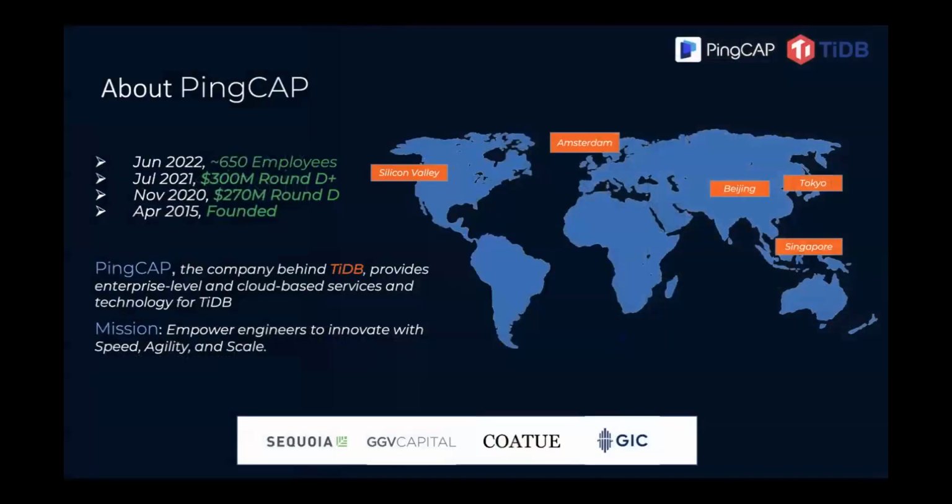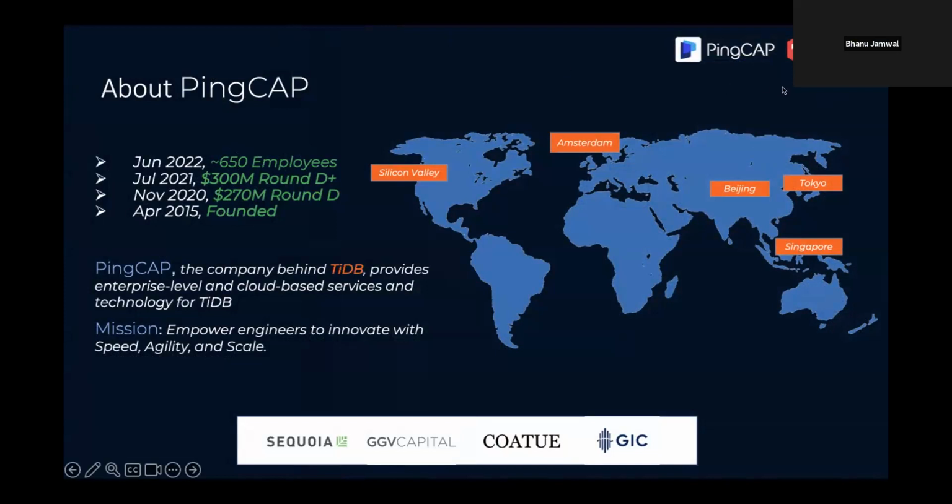Before we dive into it, this is a quick introduction about PingCAP for those who have not heard about this organization. If you see the two logos on the top, there is PingCAP, which is the name of the company, and TiDB, which is the name of the database. PingCAP was formed back in 2015, and since then we have grown to over 650 employees. We are a unicorn in the database market, and we have one mission, which is to empower engineers to innovate with speed, agility, and scale.